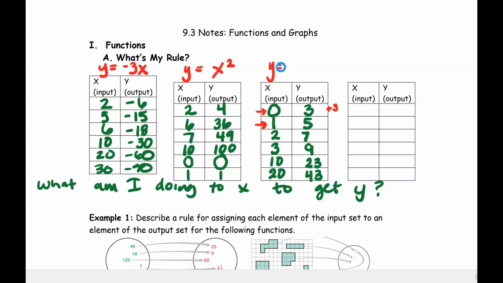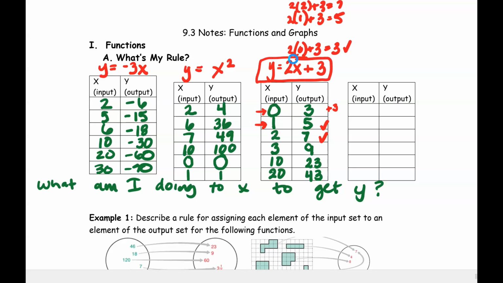So at this point, I might say, well, let me try this. 2 times the input plus 3. Let's see if it works. So if we plug in 0, 2 times 0 plus 3 is 3. So that works. Let's try 1. 2 times 1 plus 3 is 5. That works. That's what I'm supposed to get. Let's try 2. 2 times 2 is 4, plus 3 is 7, and that's what I got. If you want, you can continue down and check, but they end up working out. So the equation for this one is y equals 2x plus 3.